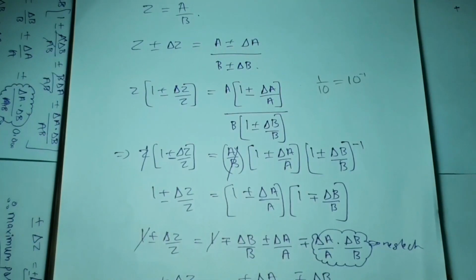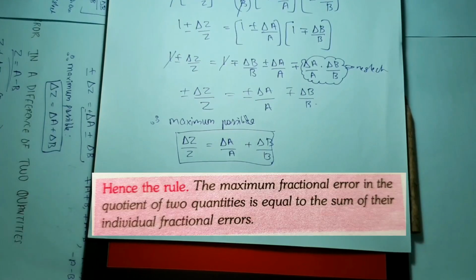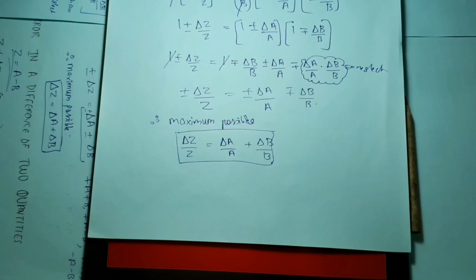Let's conclude this whole step into a simple conclusion line. Hence, the maximum fractional error in the quotient of two quantities is equal to the sum of the individual fractional errors. Great. Last we have is error in the power of a quantity. Very important one, because this is the most common question in exams. So let's have a look at it.